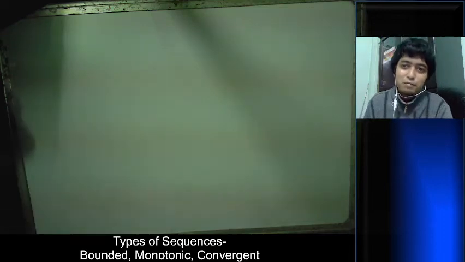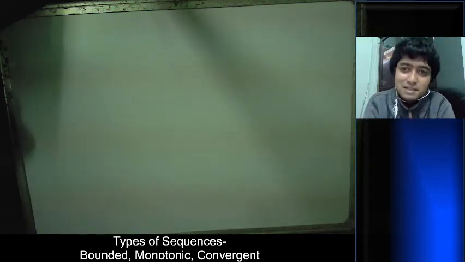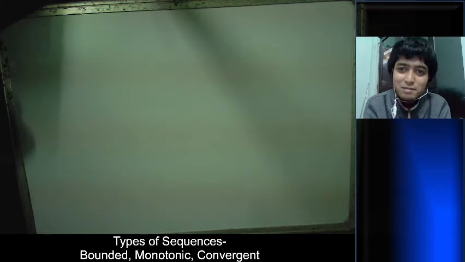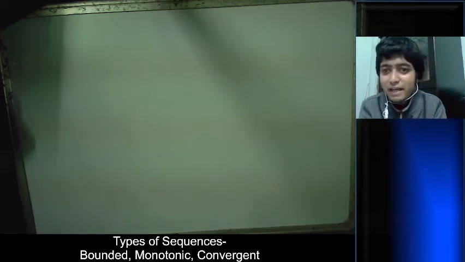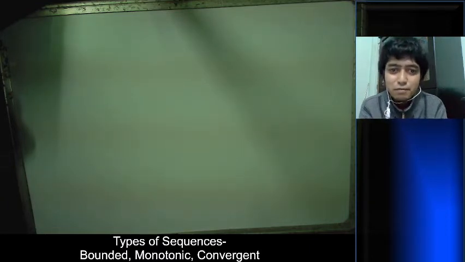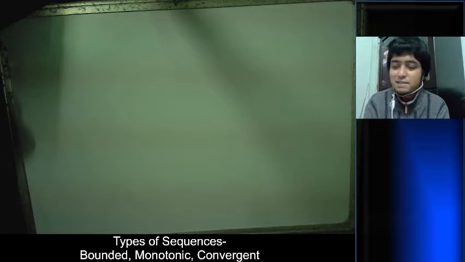Hello, today we will talk about the types of sequences. Last time we had also seen some types of sequences like constant sequences, finite and infinite sequences. But today we will be learning about bounded, monotonic and convergent sequences. Let us go with the first one, which is the bounded sequence.